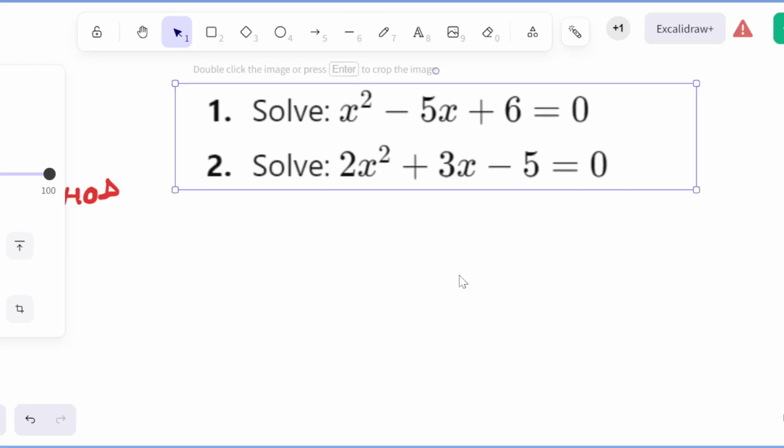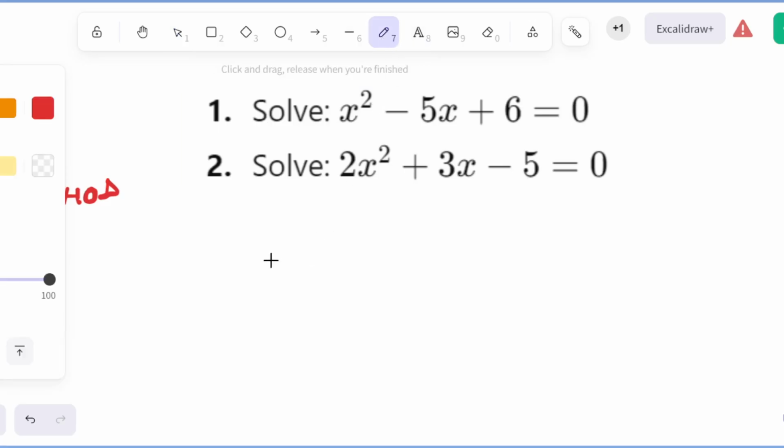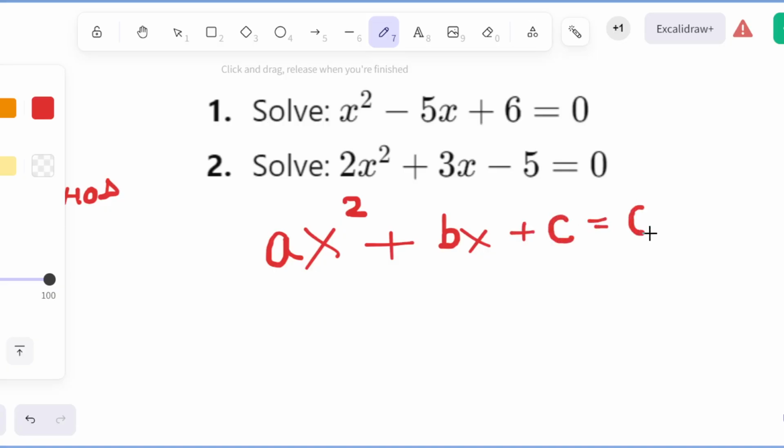Write this down. What is the standard quadratic equation? The standard quadratic equation is ax square plus bx plus c equal to 0. A is the coefficient of x square, b is the coefficient of x, and c is the constant term. So any quadratic equation you have to compare with the standard quadratic equation, right?